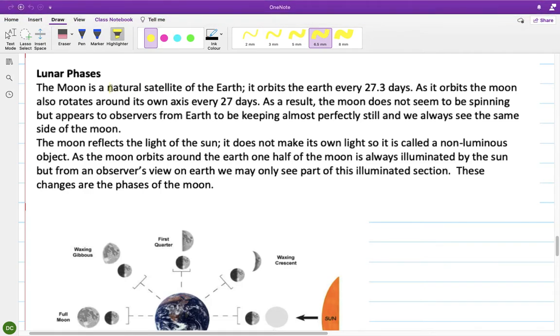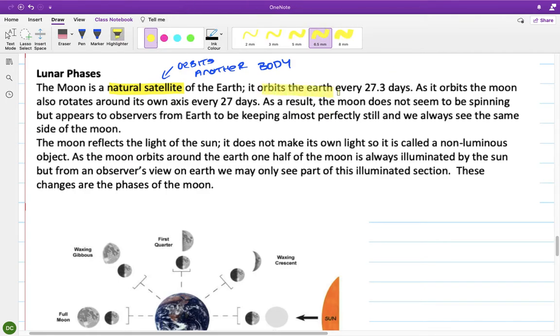Okay, so the moon is referred to as a natural satellite. We've talked about natural satellites before. A satellite is something that orbits another body, and a natural satellite is not man-made. So there's plenty of satellites up there for telecommunications and stuff, but they're not natural because they're man-made and they were put into orbit, whereas the moon is a natural satellite. It was not man-made.